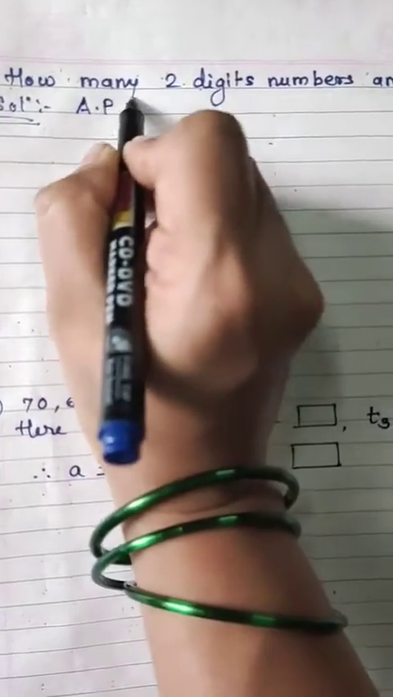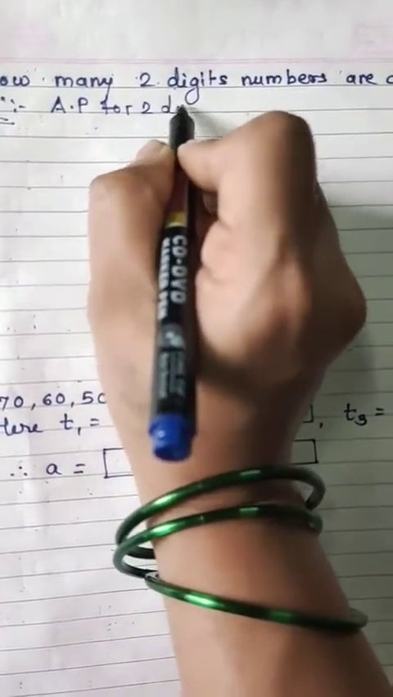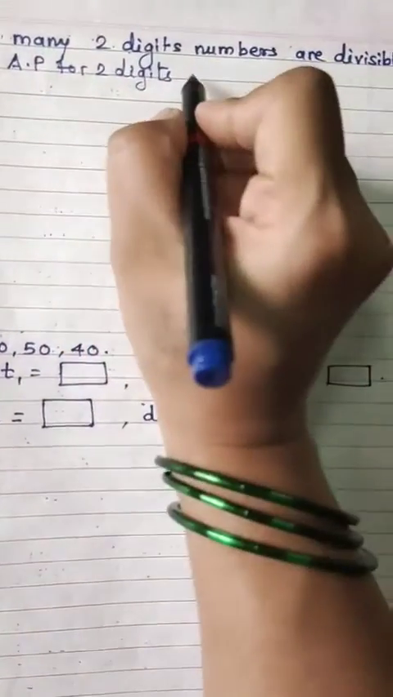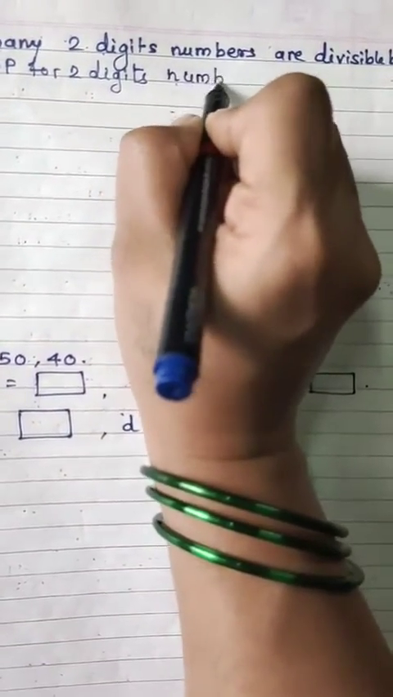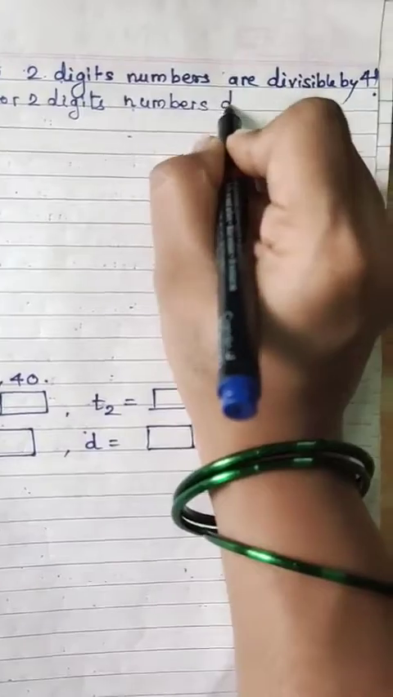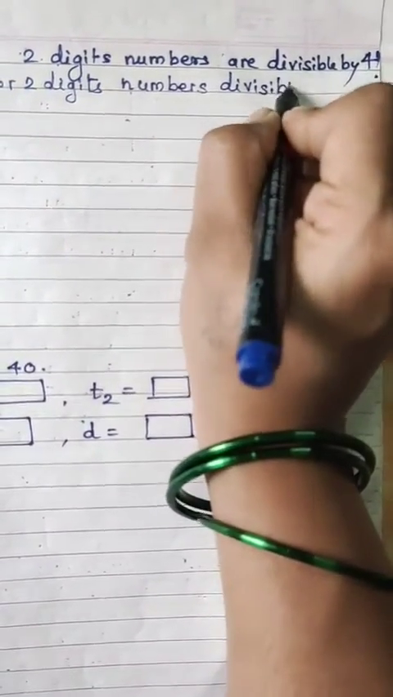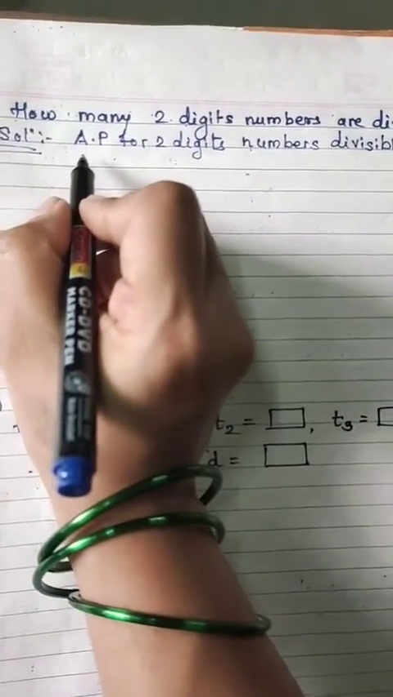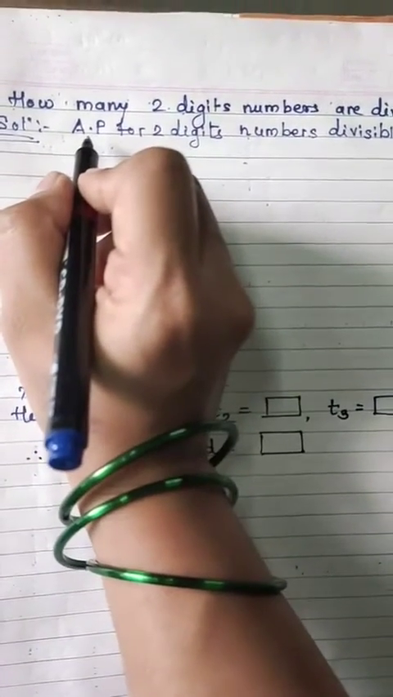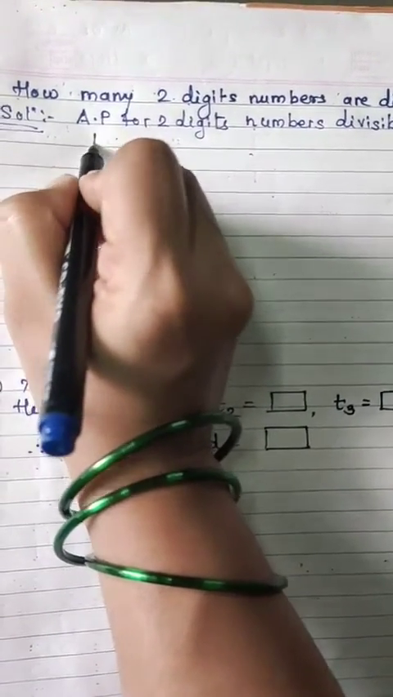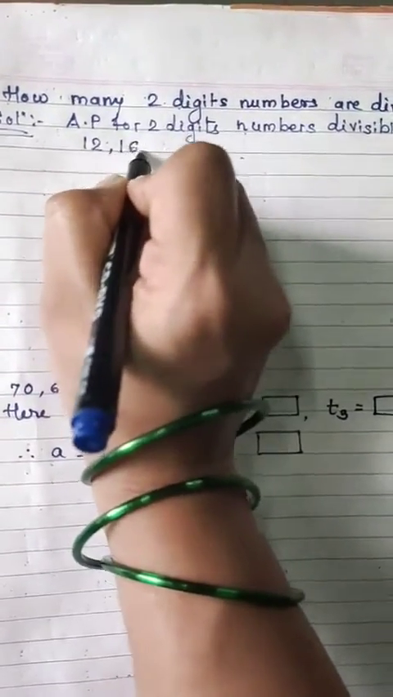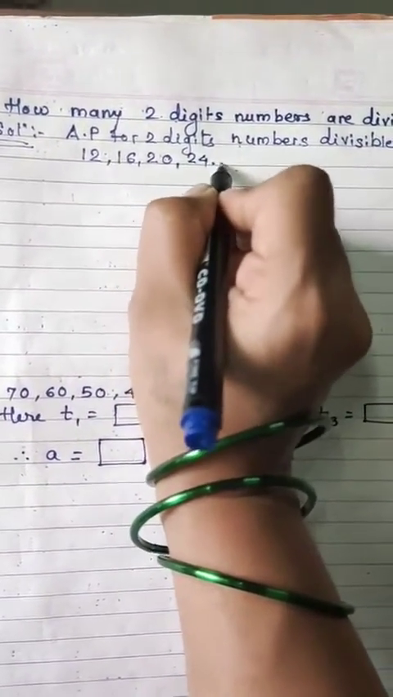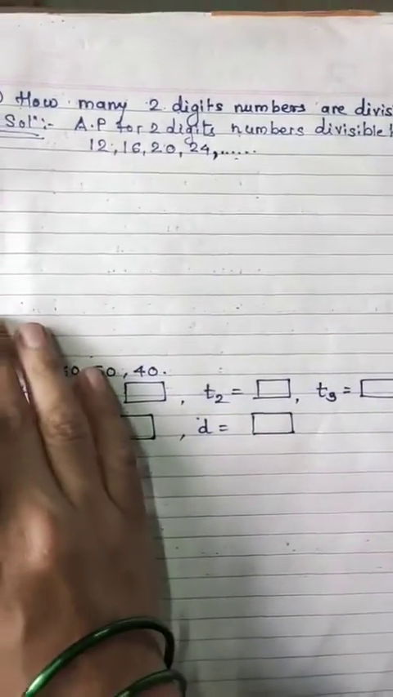AP for 2 digit numbers divisible by 4 is: 4, 8 are 1 digit numbers, so it starts from 12, 16, 20, we just have to add 4, 24, in this way and so on. Here I will write the comma.